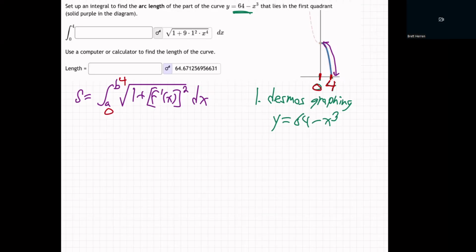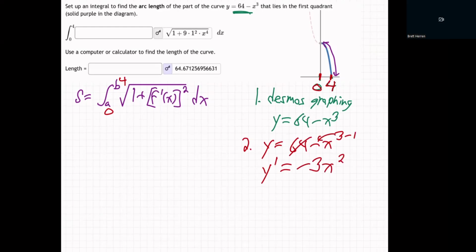Okay. And then step 2, I need to be clear. So the function is y equals 64 minus x cubed. And then y prime, this is just 0, bring this down, minus 3x squared. Subtract 1 from the power. So there's the derivative.